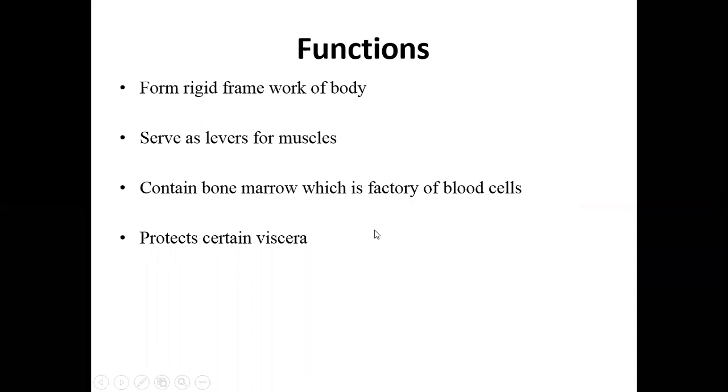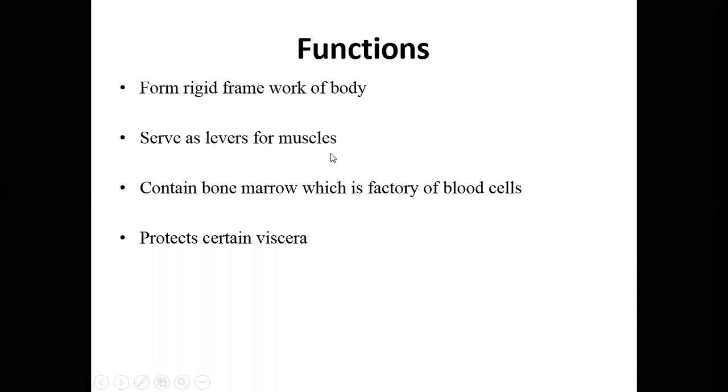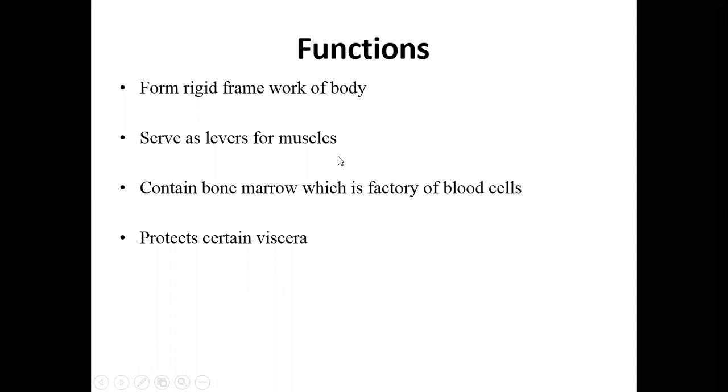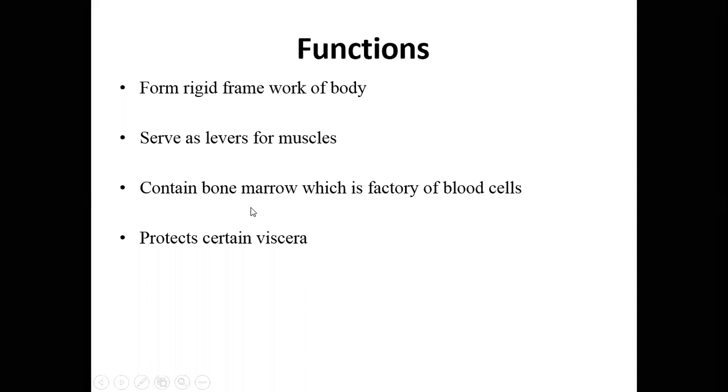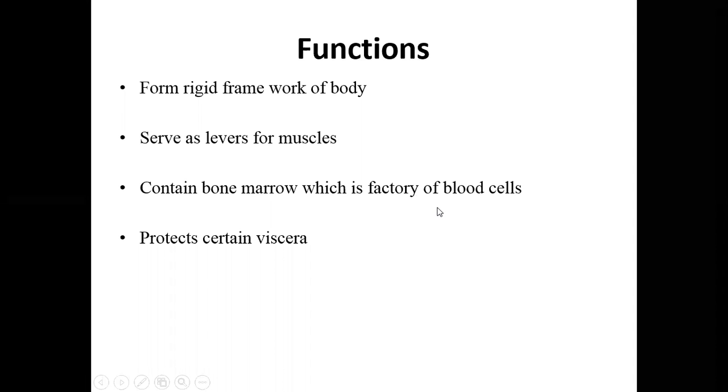What are the functions of bone? It forms a rigid framework. This we know already. And it serves as a lever for muscles, because muscles are attached to these bones. So it acts as a lever for the muscles to act so that the movement occurs. Now it contains bone marrow, which is a factory of blood cells. So bone marrow produces blood, which includes all the cells of the blood: red blood cells, white blood cells, platelets, and so on.